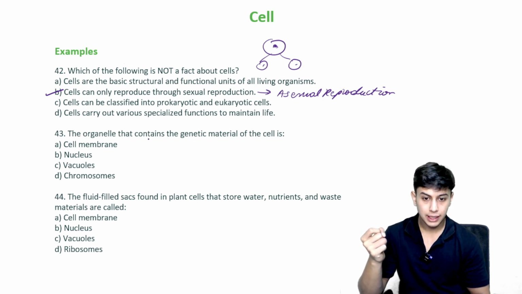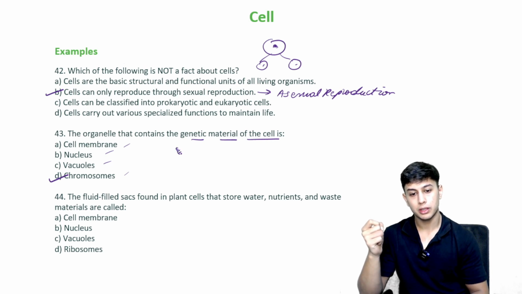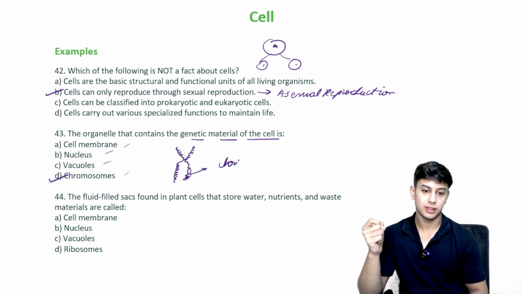The organelle that contains genetic material of the cell is what? Cell membrane, nucleus, vacuoles, chromosome. So the genetic material is in the chromosomes. Alright, you remember something looking like this, and there was chromosomes, and this spiral part is genes.